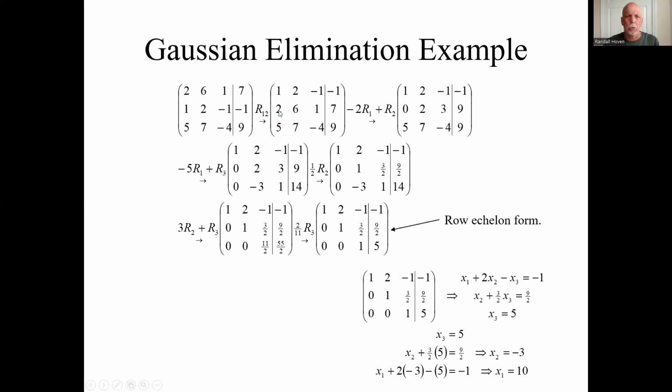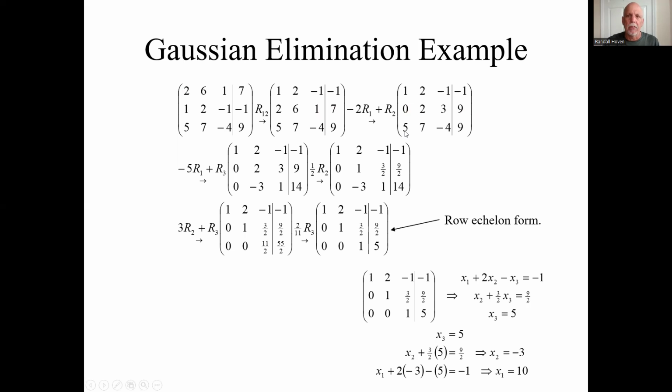Now I would like to get rid of this 2. I'd like it to be a 0. So I'll subtract twice row 1 from row 2 and replace row 2 with that. So I get 2 minus 2, which gives us a 0, which is why we did this. 6 minus 4, 1 minus a minus 2, or plus 2, 3. 1 plus 2 is 3. 7 plus 2 is 9. That's all that happened there.